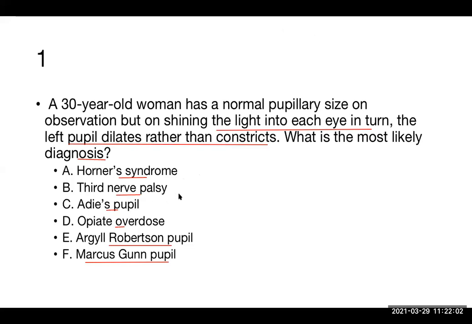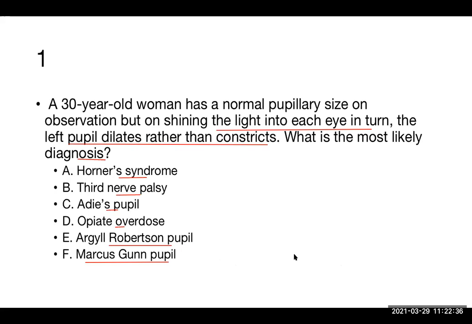Turner palsy. It is oculomotor nerve palsy or dysfunction, which leads to mydriasis, not miosis. So see that the left pupil dilating rather than constricting is not a feature of this palsy. It doesn't happen like that. The answer is, sir, Marcus Gunn pupil, sir. Okay, what is that? Can you explain? Maybe you have already done ophthalmology. Sir, mainly there is a relative afferent pupillary defect in this type of pupil, sir.